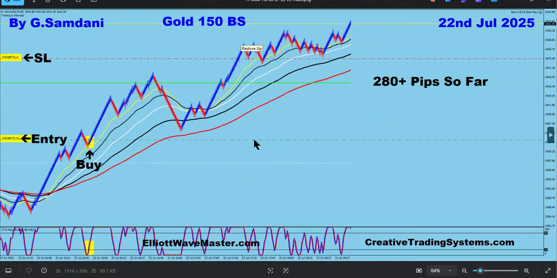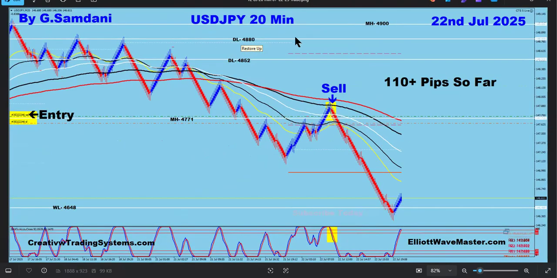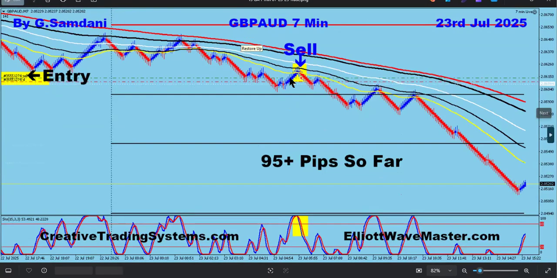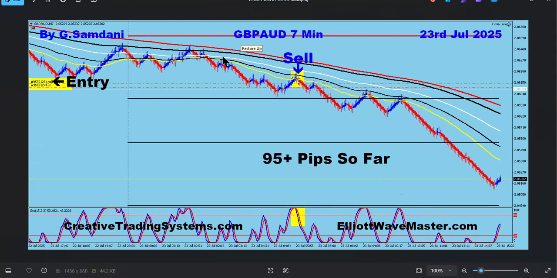So gold again, 150 box size, beautiful entry here, taken by the robot, and 200 pip to the upside. USD yen going down on the 22nd was 110 pip. This is a sell order right there. And this is pound Aussie now going down from the 7-minute chart. After going all the way to the upside, it started to come down. 7-minute beautiful entry taken by the EA.